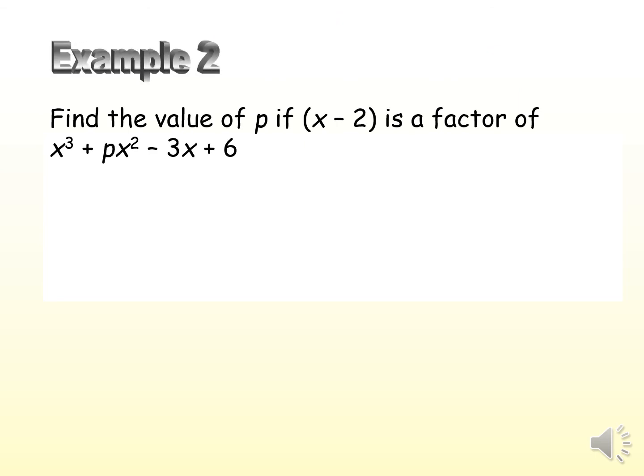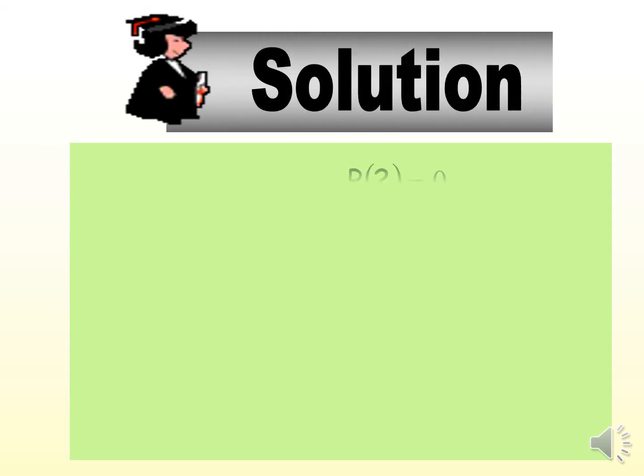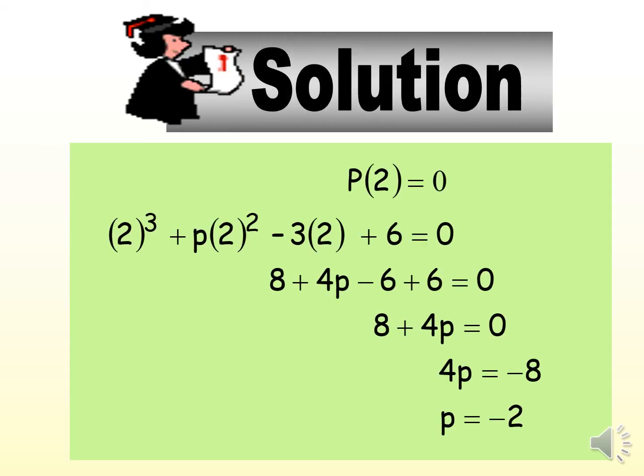Example 2. Find the value of p if x minus 2 is a factor of x^3 plus px^2 minus 3x plus 6. The divisor is D(x) equals x minus 2. So x minus 2 equals 0, so x equals 2. By using the factor theorem, P(2) equals 0. So substitute 2 into variable x, simplify, and you can get p equals negative 2.